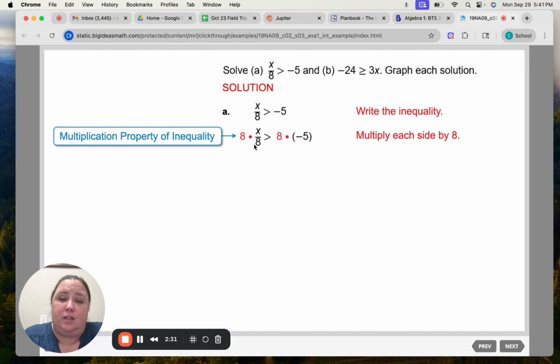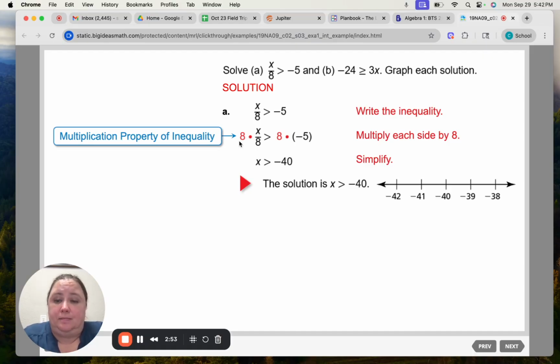So that cancels out everything on the left. On the right-hand side, we have 8 times a negative 5, which would be negative 40. And then you just bring down the x and the sign. Now, the number we moved across the middle is the 8. So it was a positive number, so the sign doesn't change. It's all the same. So x will have to be greater than negative 40. That would be the solution.